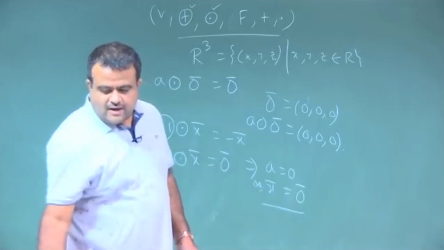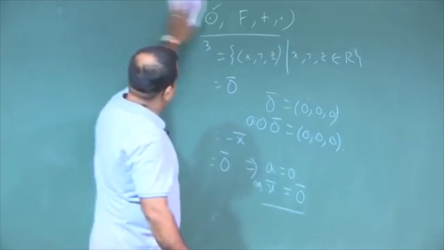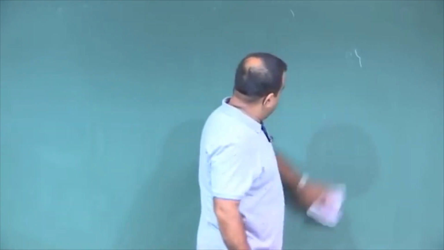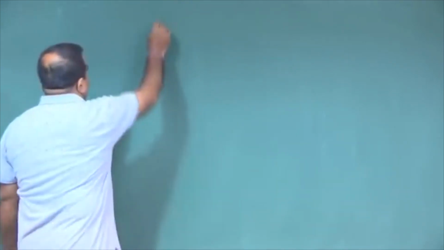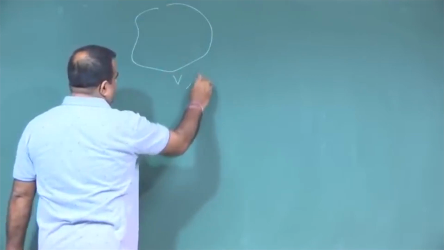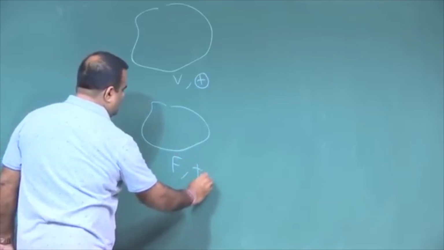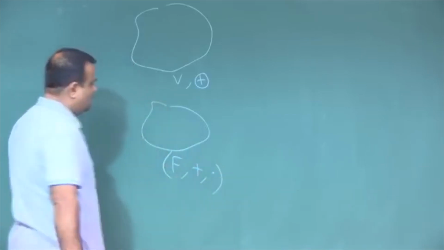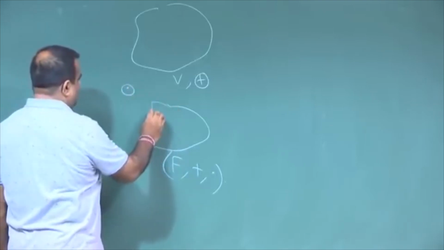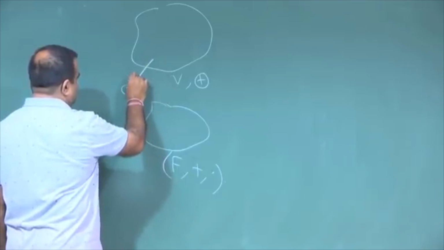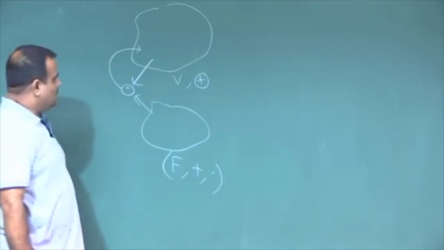Okay. So now we will define what we mean by subspaces. We have a vector space, say V, with this operator, and we have a field F. We have two binary operations over here, and we have another scalar operator which takes an element from here and an element from there, giving another element in V.